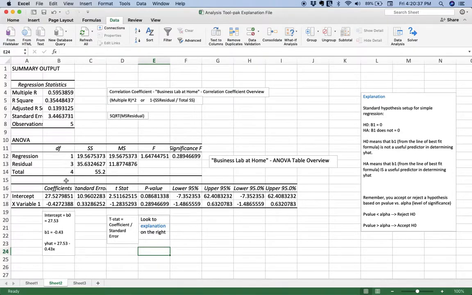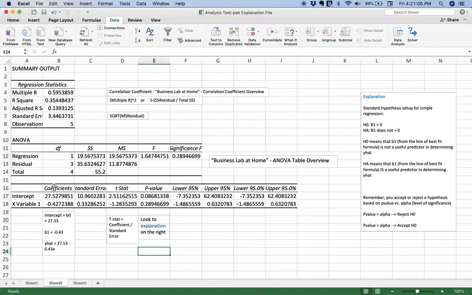Remember, when we're dealing with a regression analysis, we have this standard format line of best fit formula, where y hat equals b naught plus b1 times x. We also have a regression overview video that we cover in another video in Business Lab at Home, so look at that if you're wondering about the concept of it. But once you've had that established, you can construct your line of best fit simply given this information right here.